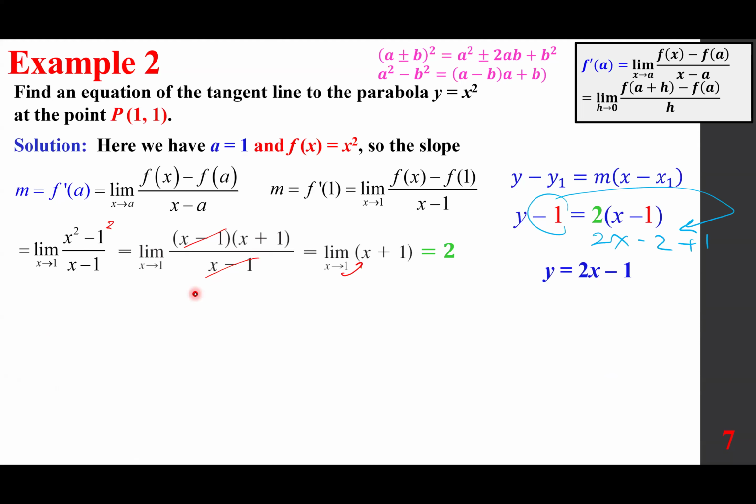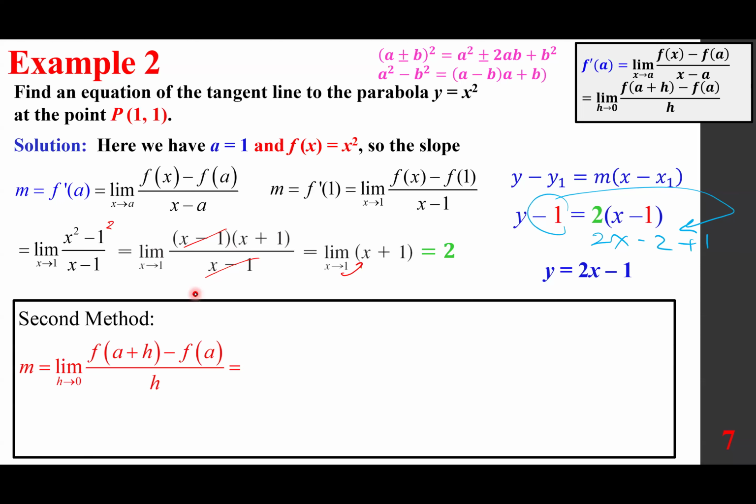We're done with that. But let's look at the second method. M is the limit of f of a plus h minus f of a over h as h approaches 0, and a is 1. So what is f of 1 plus h? That's 1 plus h squared minus f of 1, which is 1.